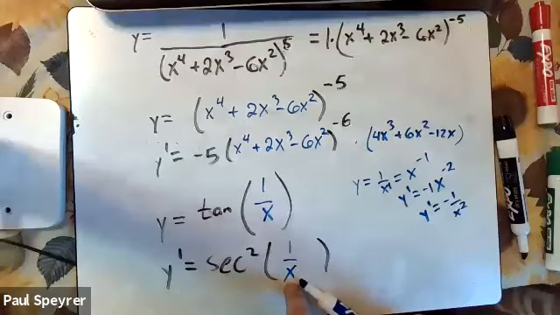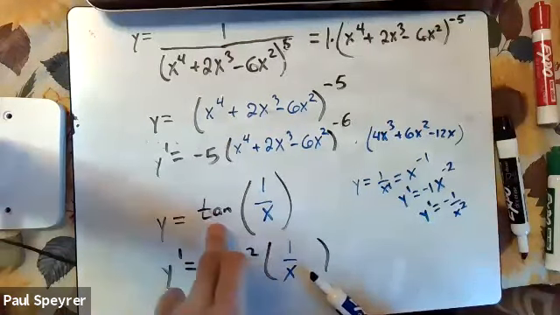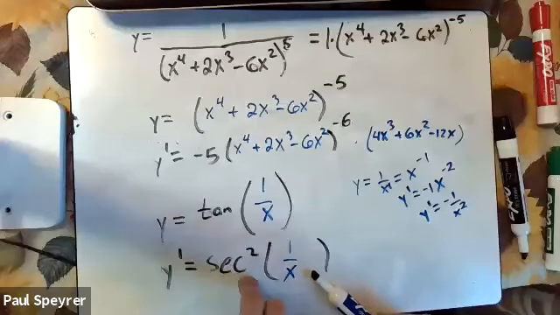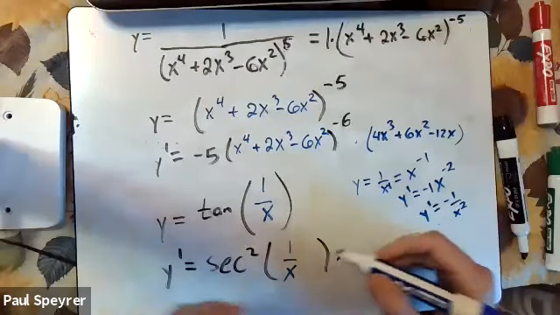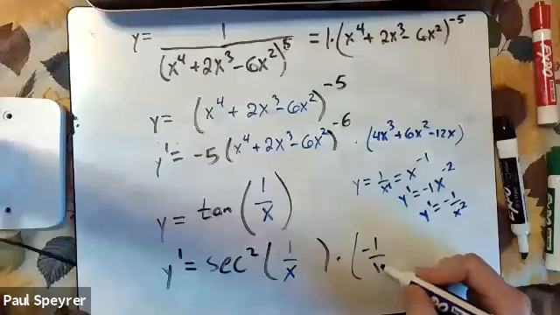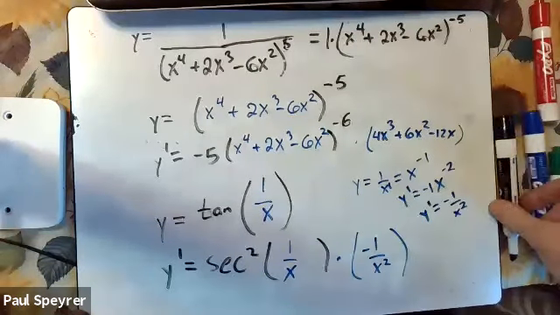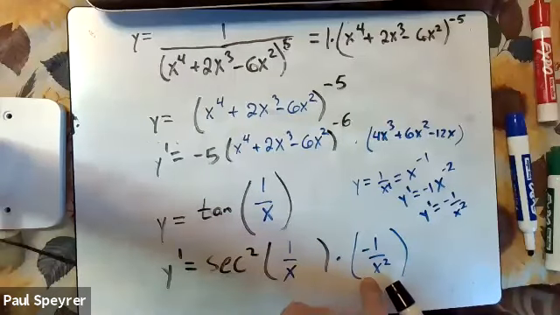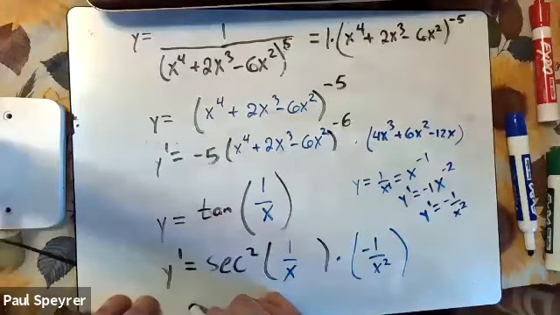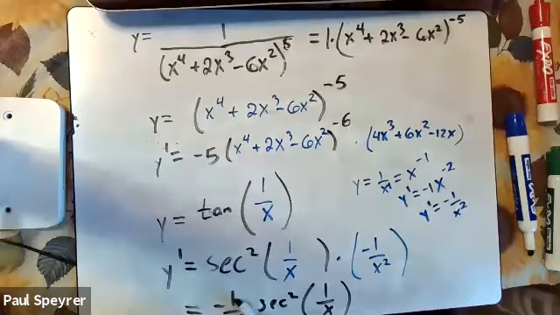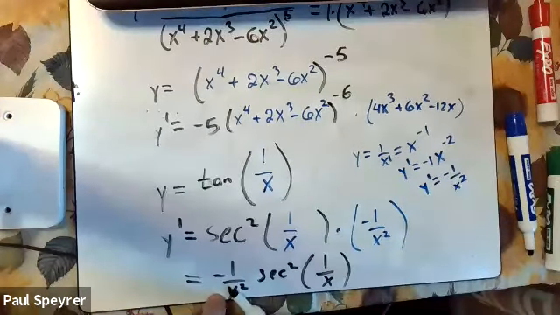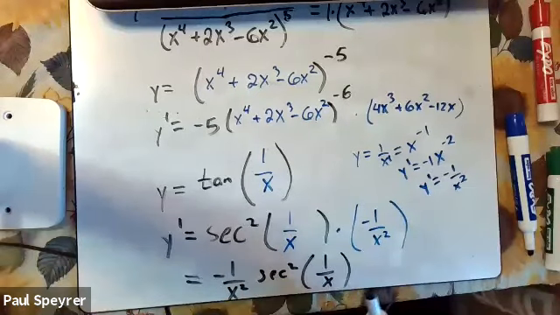Why? Because we had to derive this blue chunk, right? We derived the outside first. The derivative of tangent was secant squared. You keep everything else the same. And then times the derivative of the blue stuff, which is negative 1 over x squared. And because this is just a nice single term, I'm just going to put that in the front and say, oh, this is negative 1 over x squared secant squared of 1 over x. And again, normally we put algebraic stuff first, and then the trig stuff next, like that.